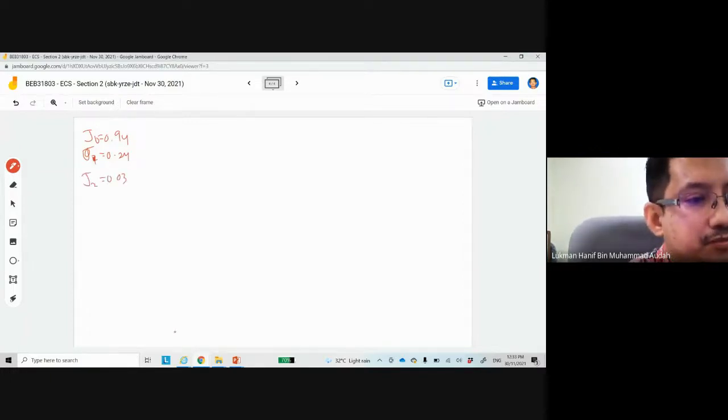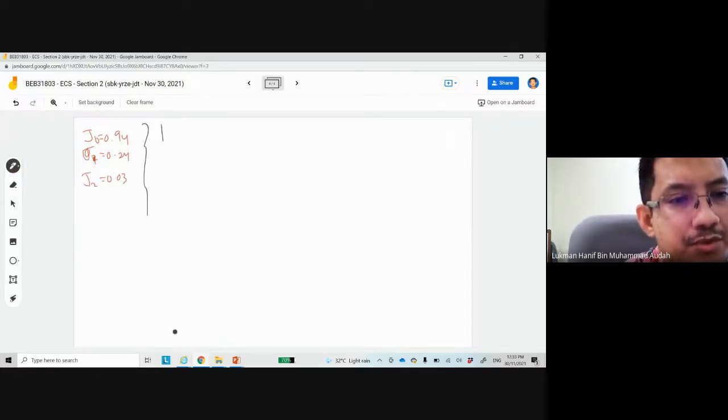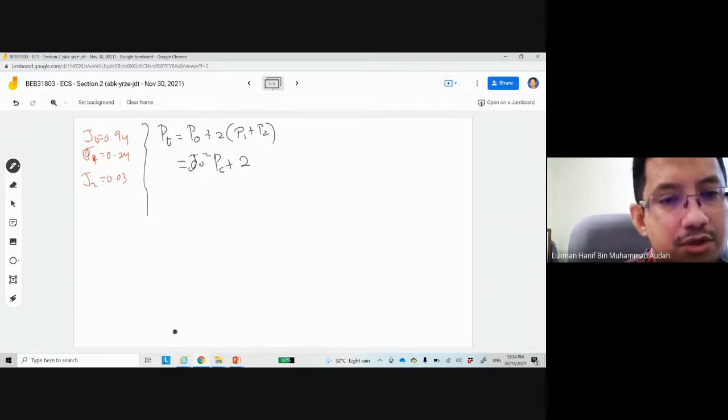Okay. Ni saya nak tunjuk dua-dua lah, senang. Maknanya P total is equal to P0 plus 2 times P1 plus P2. So this is equal to 0.94, sorry, J0 square PC plus 2 times J1 square PC plus J2 square PC.